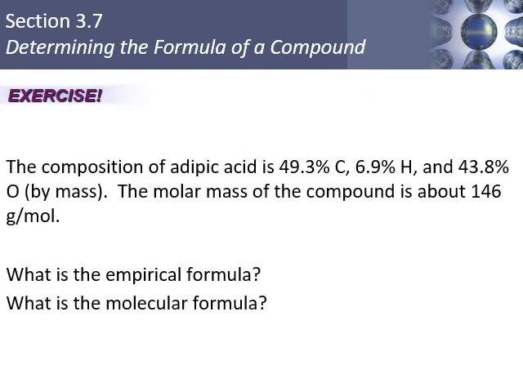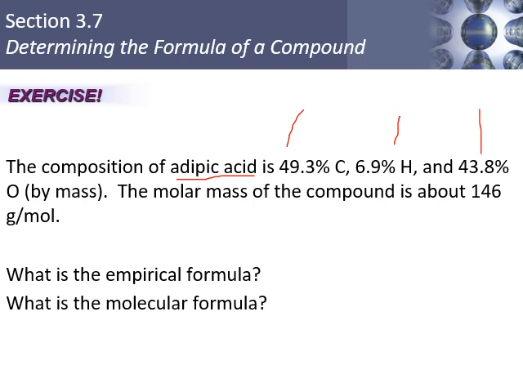All right, so here's an example of this. We're supposed to find the empirical and the molecular formula, and we're given that the composition of this adipic acid, which don't worry about what it is, is 49.3% carbon, 6.9% hydrogen, and 43.8% oxygen.